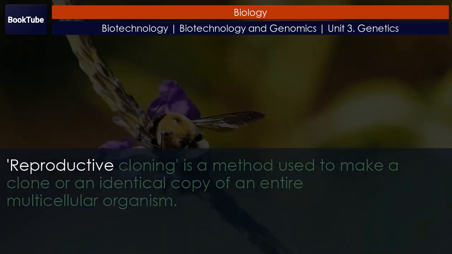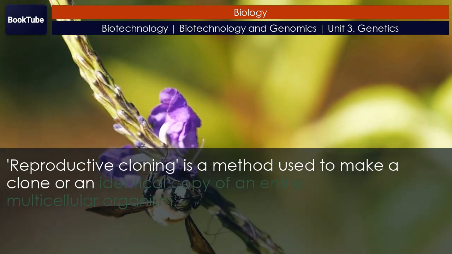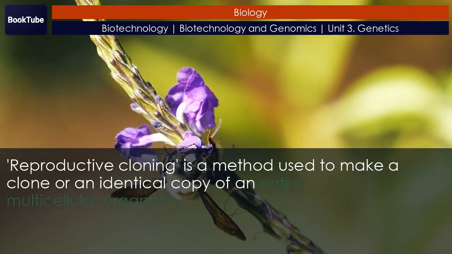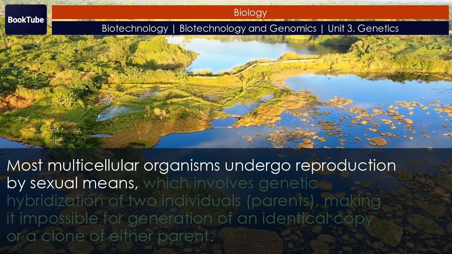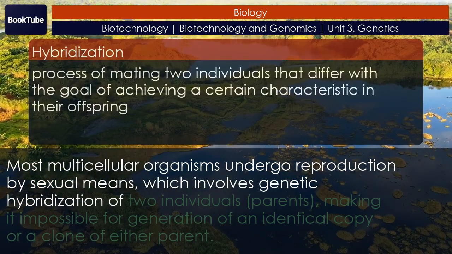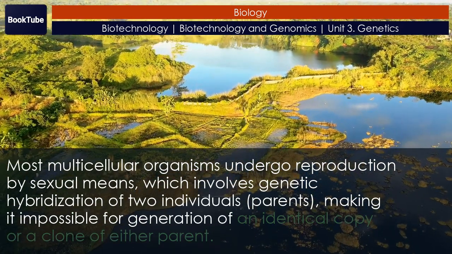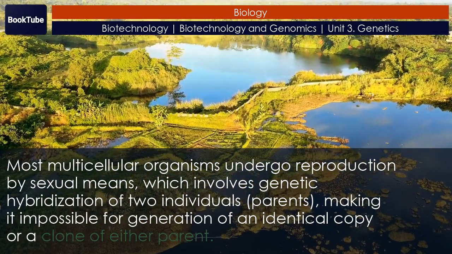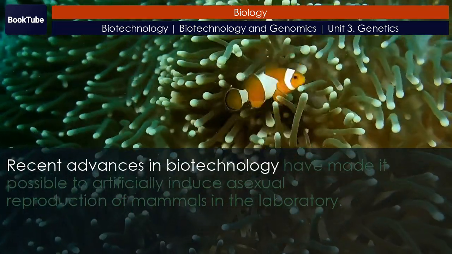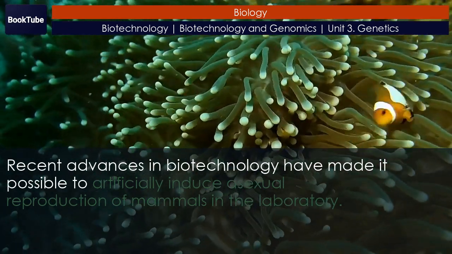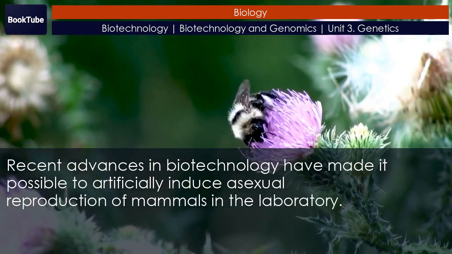Reproductive cloning. Reproductive cloning is a method used to make a clone, or an identical copy, of an entire multicellular organism. Most multicellular organisms reproduce by sexual means, which involves genetic hybridization of two individuals' parents, making it impossible to generate an identical copy or a clone of either parent. Recent advances in biotechnology have made it possible to artificially induce asexual reproduction of mammals in the laboratory.